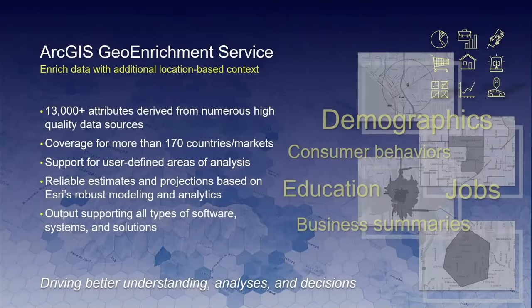So here in the US, the data comes from a variety of sources: the US Census, the American Community Survey, and several other sources, as well as the other coverage we have throughout the world. What we would call standard data comes from a business partner called Michael Bauer Research. They provide data for most of the countries outside of the US market.